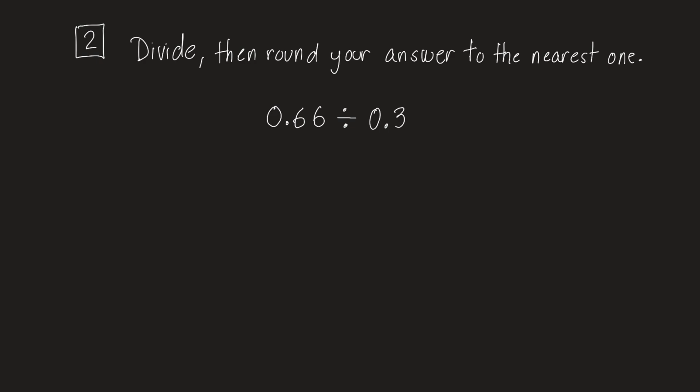Okay, divide, then round your answer to the nearest 1. Here's the problem, 0.66 divided by 0.3. Believe it or not, the first step is kind of strange. When you look at this problem, it has two parts. You have to divide and then round. Nine times out of 10 people will do the division and probably do it right, but they'll forget about the rounding. So what do you do? If you're taking a computer test, in the little box where you put the answer, put a reminder in there. Round. Like that. That way you won't forget.